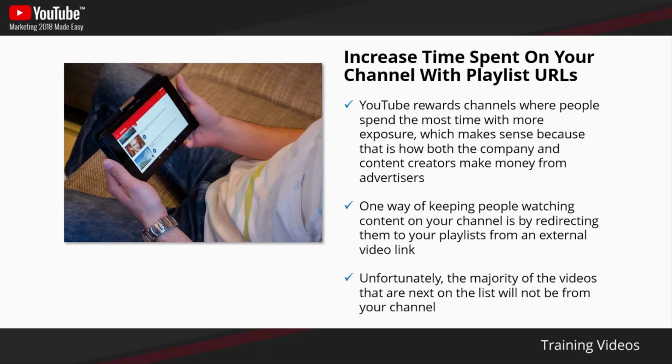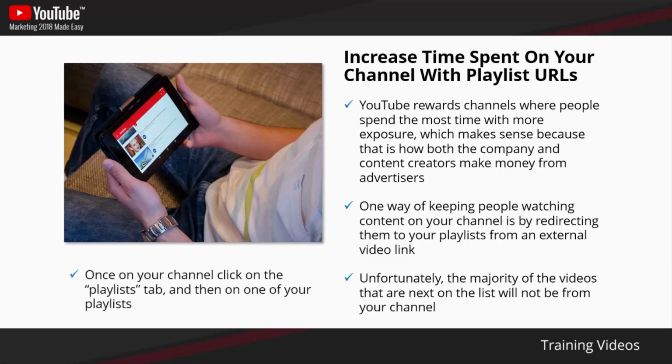To do so, you will simply have to go to your channel by clicking on the channel icon located on the top right corner from the YouTube homepage, and then clicking on the My Channel option. Once on your channel, click on the Playlist tab and then on one of your playlists. Move to your browser's address bar once the first video on the playlist starts playing, and copy the playlist ID from the URL, which is the alphanumeric string that you'll find right after it reads "&list=".